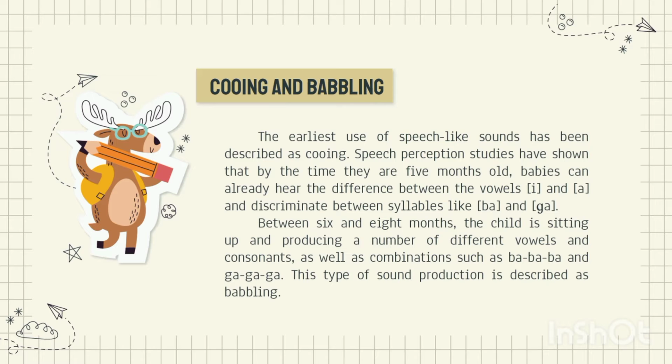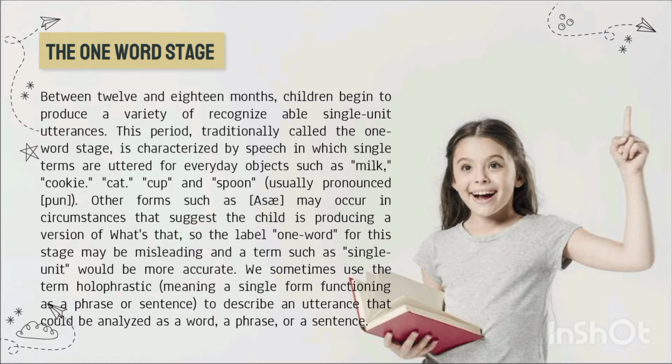This later babbling stage is characterized by more complex syllable combinations, ma, da, gaba, and a lot of sound play and attempted imitations. And then we will look at the one word stage.